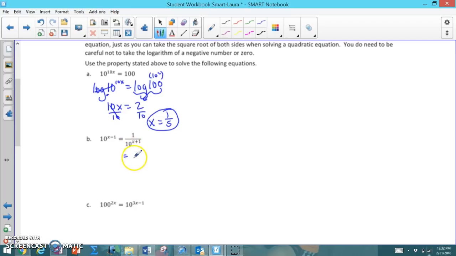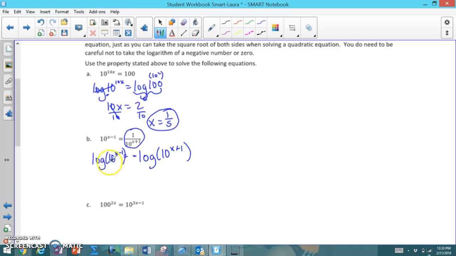The next one, if I do logs of both sides, first thing I recognize on the right-hand side is it's 1 over, and we learned that I can do it by taking negative log of 10 to the x plus 1. Now that was a property. Now I'm going to take log of 10 to the x minus 1 on the other side. That was one of our properties, but another way to think about it would have been I could have taken this side to a -1 exponent, and that -1 comes out front. So while it's a property in and of itself, we also know that a negative exponent flips over the fraction, so we could use that as well.